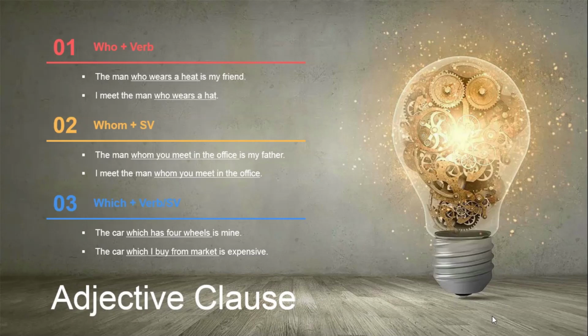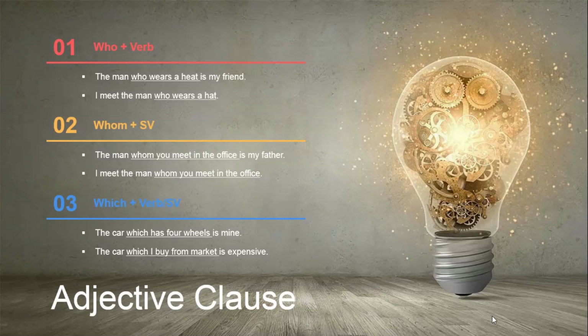Alright. The third one, using which. If you use which, it can be followed by a verb directly or by a subject-verb combination. For example, the car is mine.